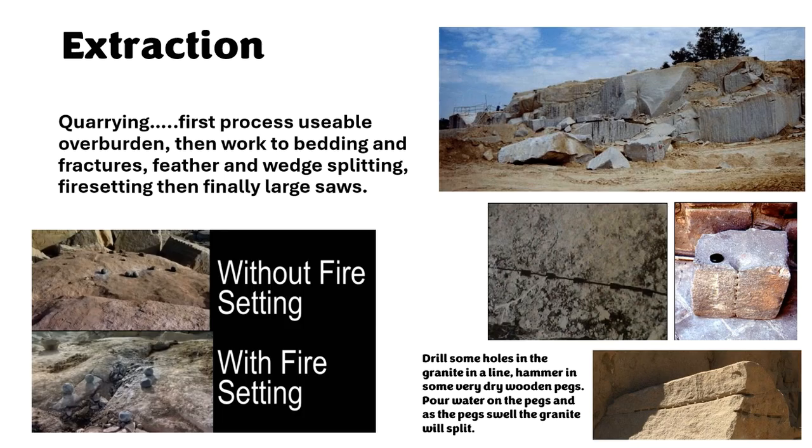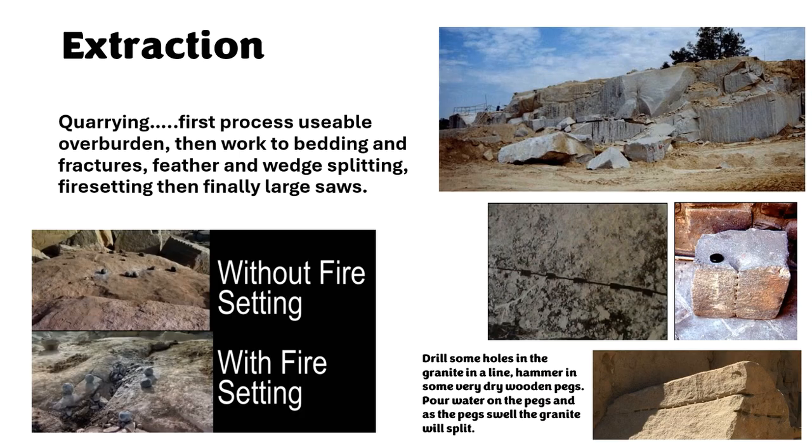Feather and wedge splitting is a traditional method used for splitting granite and other hard stones. This technique involves inserting metal wedges, typically referred to as feathers and wedges, into pre-drilled holes in the rock. The feathers are flat metal pieces, while the wedge is a tapered piece that fits between the feathers.